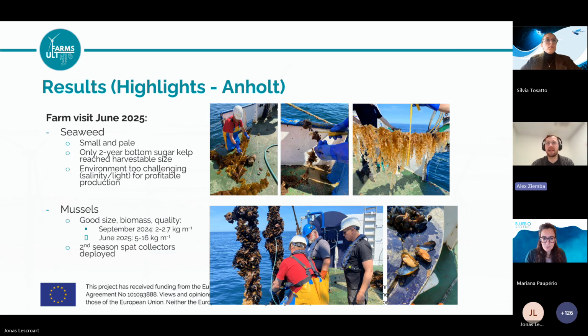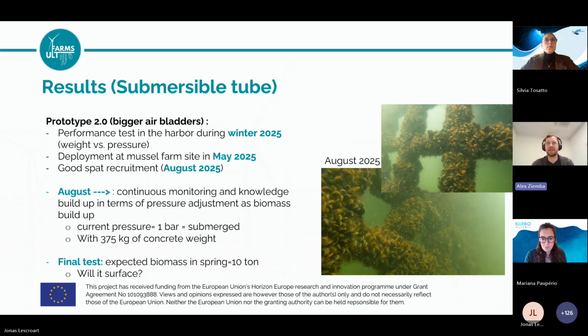And if we look at the next slide, these are some of the prototype air bladders that they had deployed at their site, which also had very, very good results. These are also now available for IP agreements and for deployment in other sites as well.